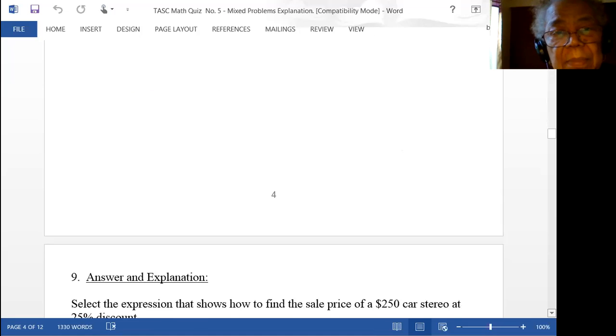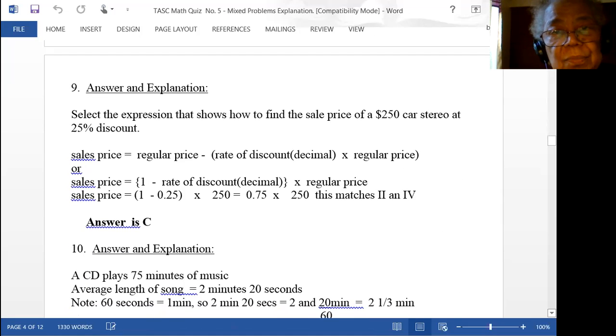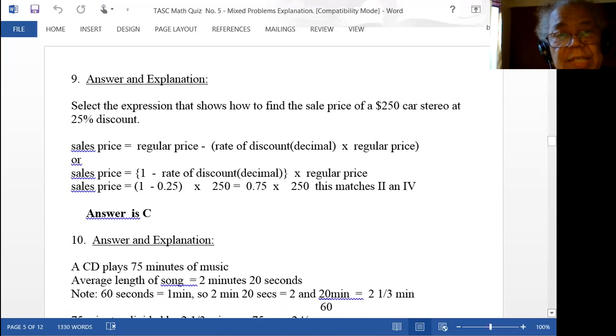And the next problem is number 9. We are selecting an expression that shows how to find the sale price of a $250 stereo that sells at a 25% discount. There are two ways you can do it, but we want the answers that match what the sales price would be. Now, sales price is regular price minus rate of discount times the regular price.